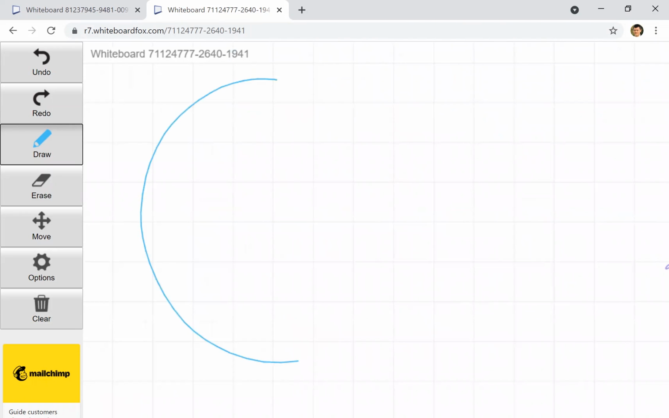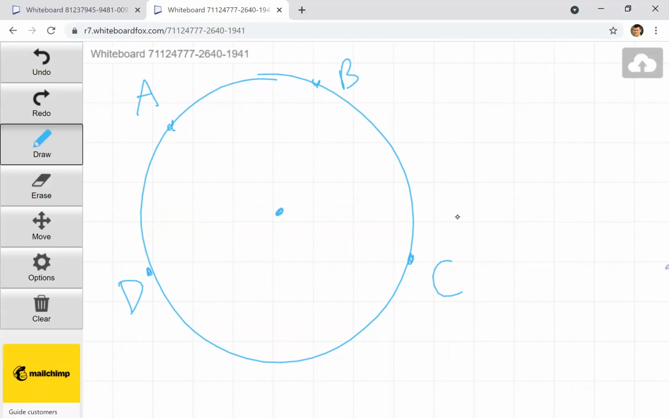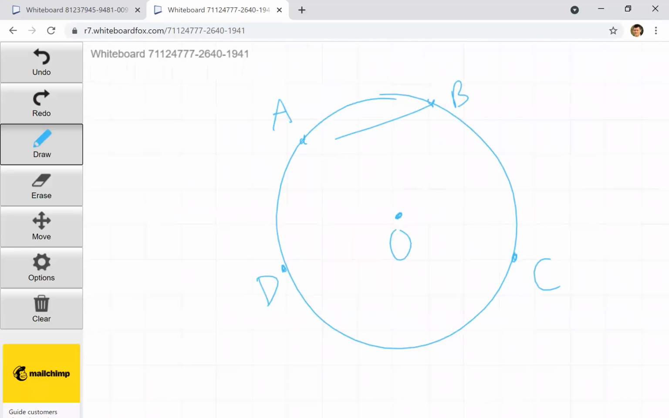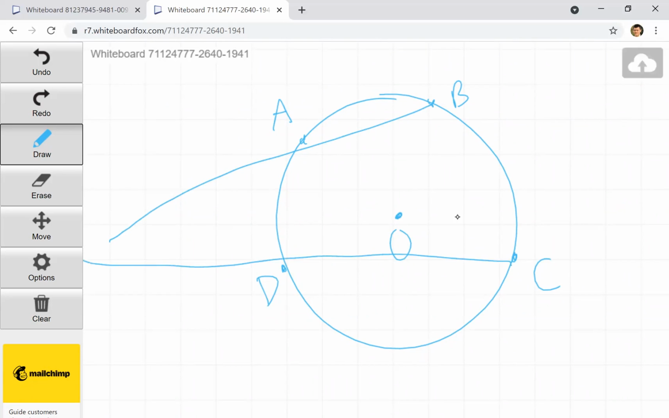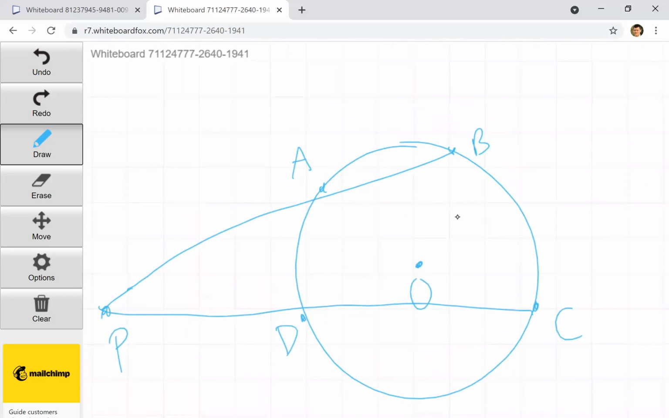ABCD, arbitrary cyclic quad, center O. You set P to be the intersection of AB and CD. That's P, yeah? Q to be the intersection of BC and DA.